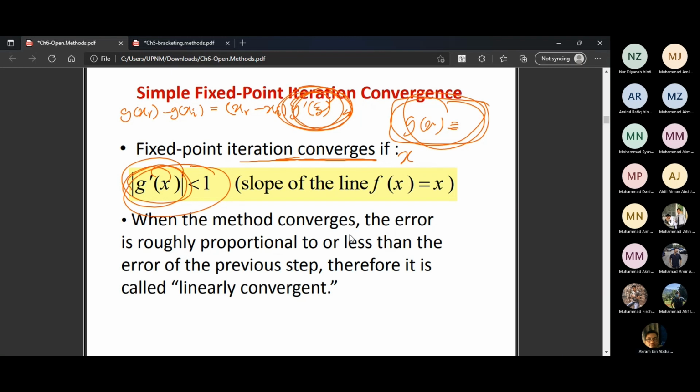Instead of converging, it may diverge. We want it to converge, not diverge. So we need to check: if g prime x is less than 1, then we know it will converge.